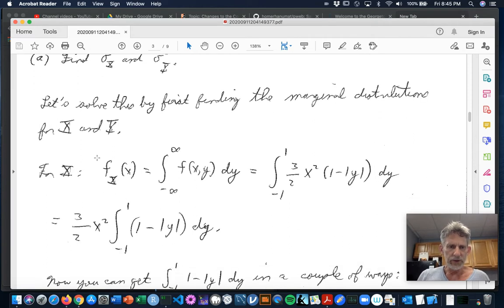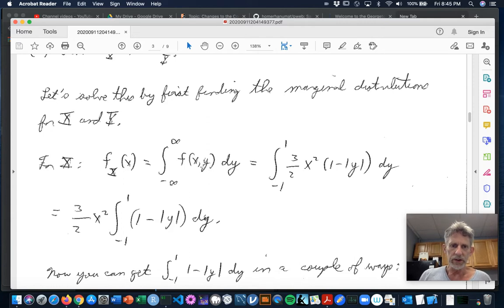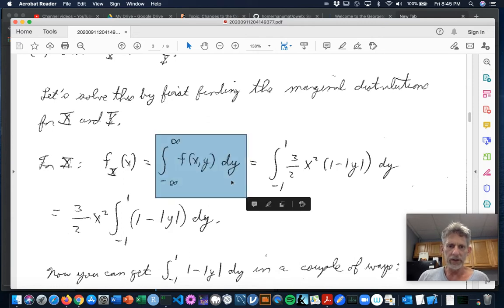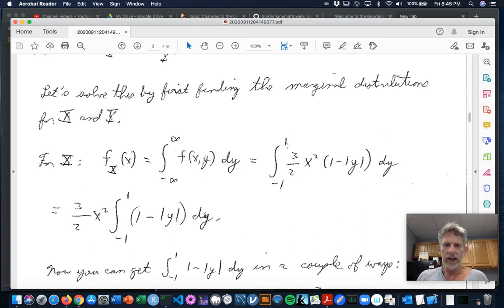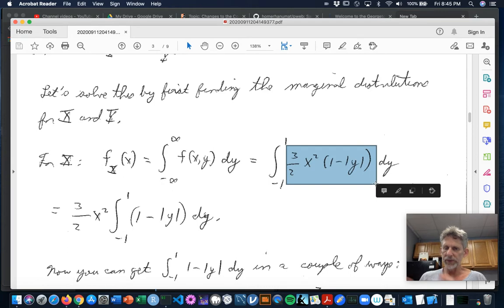So if I want the marginal distribution of x, I'm looking for f sub capital X of little x at any little x. So by definition, it's this. And the support on the y, the variable of integration, is from -1 to 1, so I can cut the integral down like that. And within that support, that's my formula for my f.